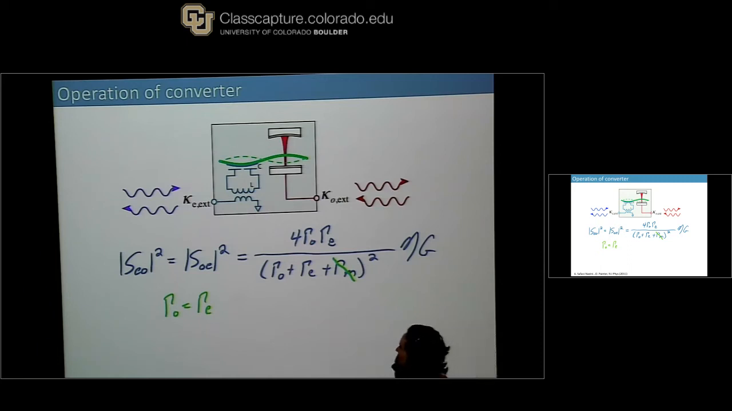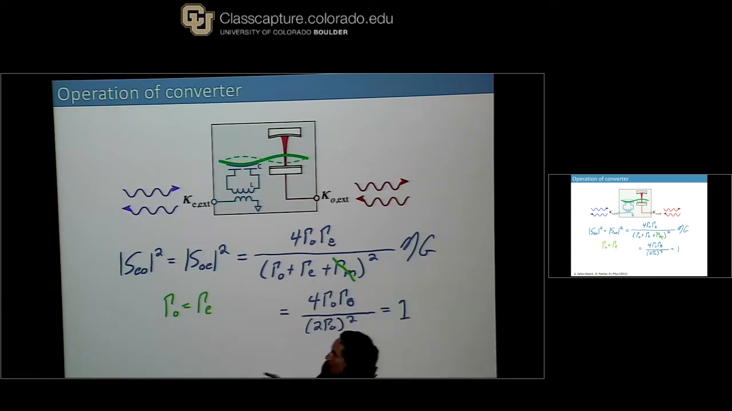Okay, so when those two rates are the same, if I were to just look at this equation, well, for good measure, I can write it out. I have 4 gamma O, gamma E over, or if I call those both gamma O, then that's squared, and then that will actually be 1. Okay, and the limit that I have perfect efficiency. So this impedance matching condition is what I want to get unity conversion between the two domains.